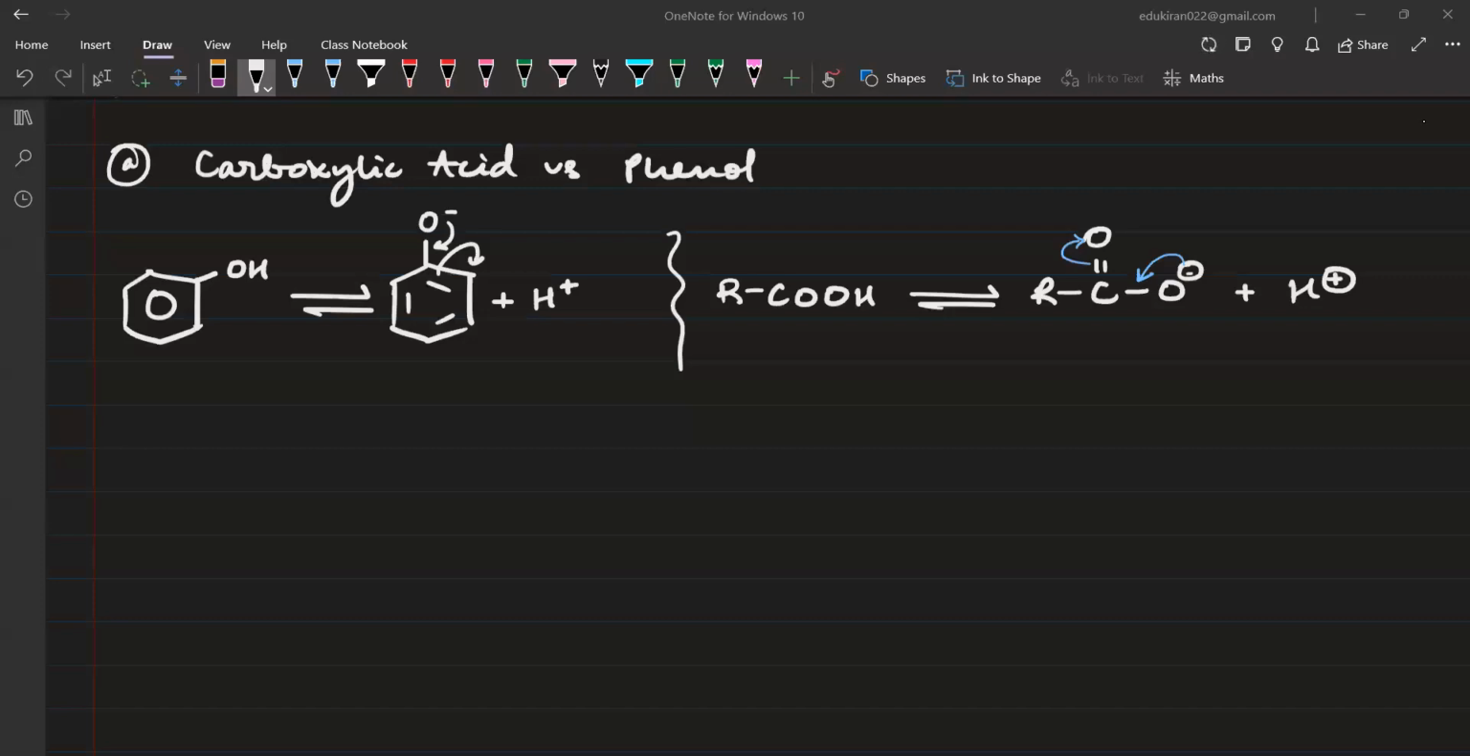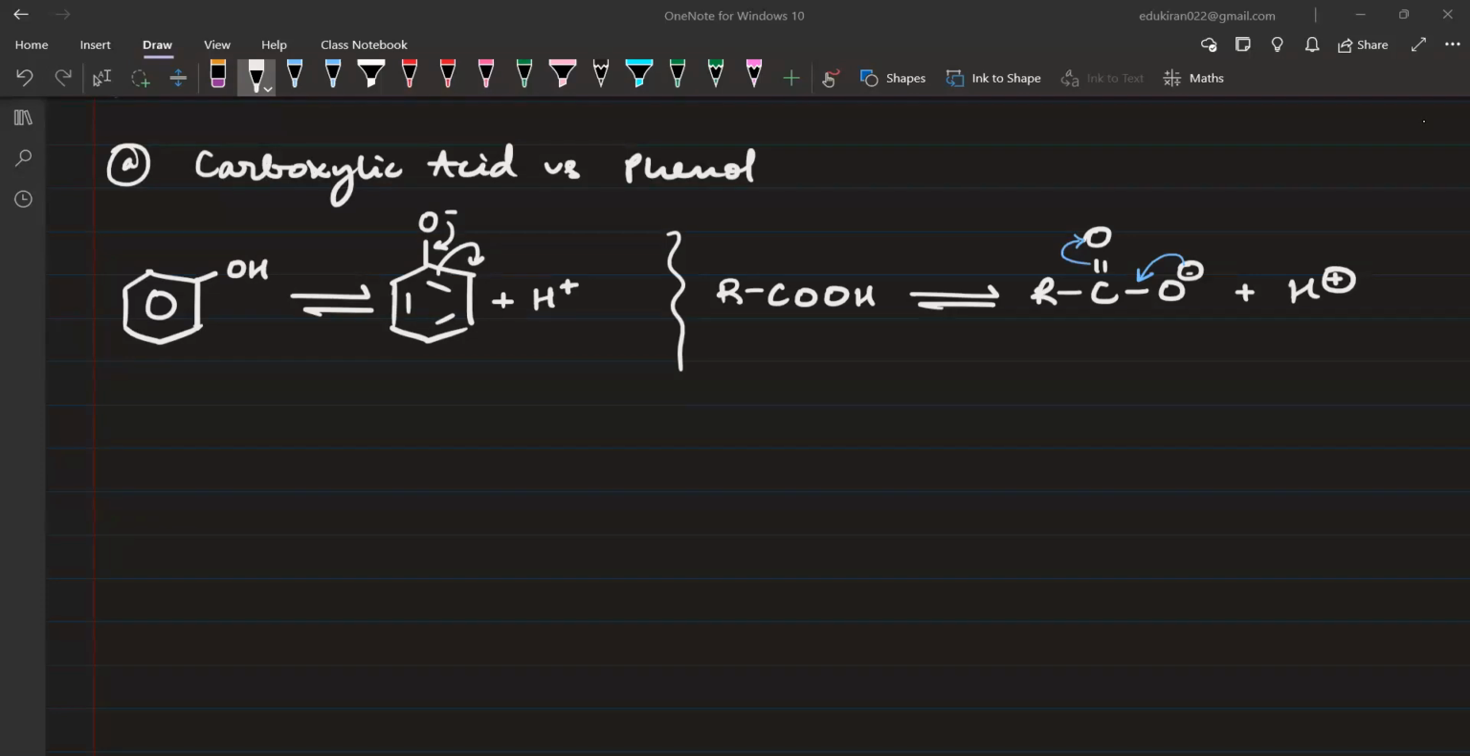Carboxylic acid is more acidic. Why? Because उसके नाम में ही क्या है? You have acid there. So carboxylic acids are more acidic than phenols in general. If you have substituted phenol में कुछ चीज लग जाएगी, then it is different case. But in general, carboxylic acids are more acidic than phenol.